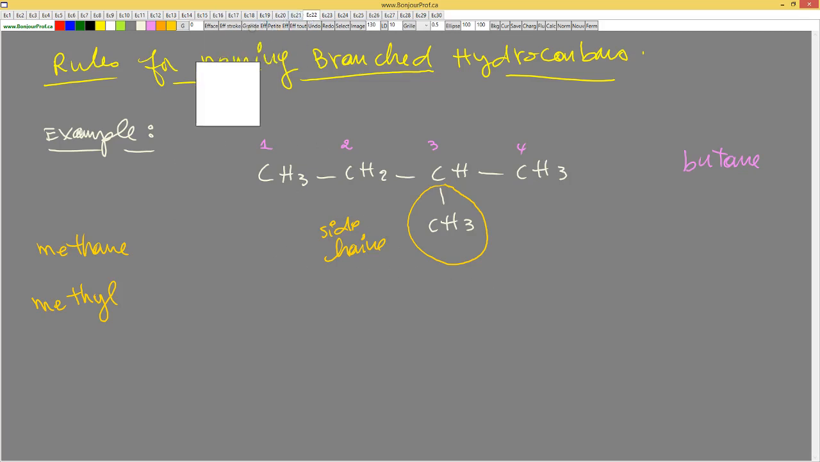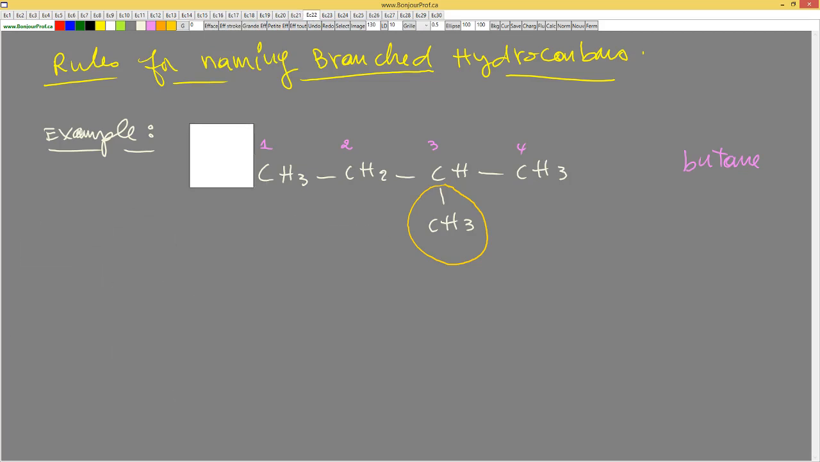So now how will the name be? This side chain will be methyl, and the name now will be methyl, and we have the number of which carbon. This one is linked to carbon 3, so we put 3 methyl. I'm going to write it as methyl, and you put 3 methyl butane. This is the name for this one here.